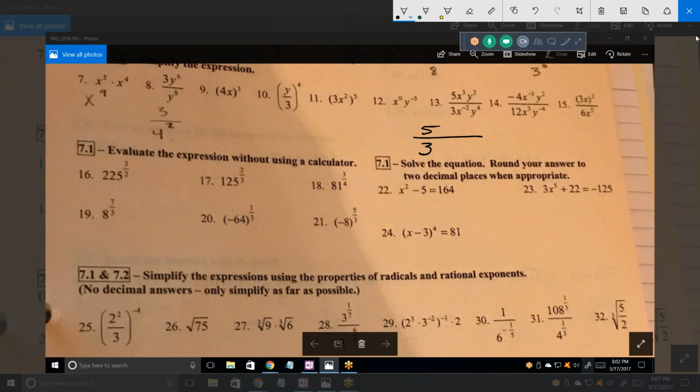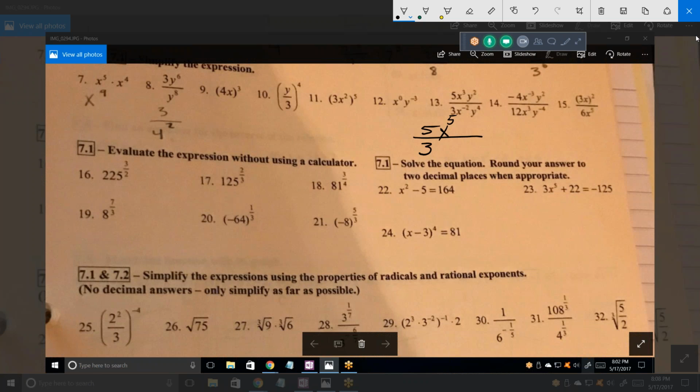So what is it? X to the what? Subtract the exponents. You're doing division. Subtract the exponents. 3 minus a minus 2. So that'd be, okay, x to the fifth. Okay, is it in the numerator or the denominator? Always starts out in the numerator. Okay. In other words, if I'd have gotten a negative exponent, then I would have moved it to the denominator.